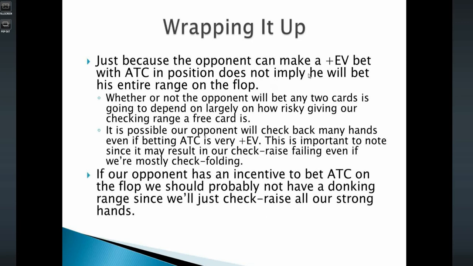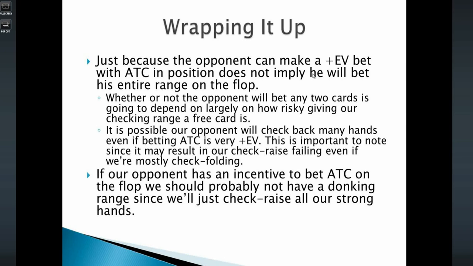If our opponent has an incentive to bet any 2 cards on the flop, we should probably not have a donking range, since we'll just check raise all our strong hands. And I shouldn't say just check raise. We'll check raise or check call. So since we'll check raise or check call with all of our strong hands, we should not have a donking range, because if we had a really strong hand, we would just check and let our opponent bet. So then there's effectively more dead money in the pot when we do decide to get aggressive with a check raise.